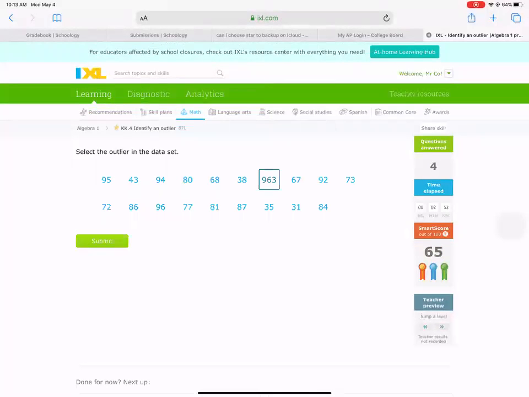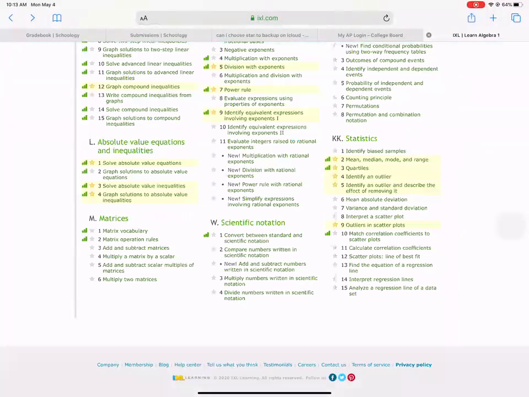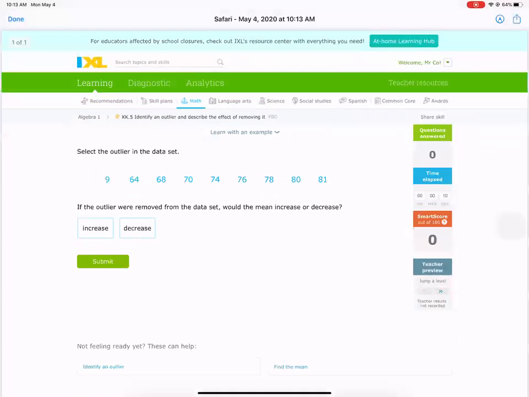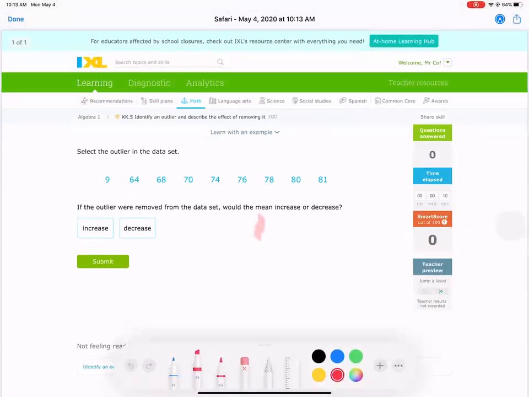Okay, so this Excel will be pretty easy. It won't take that much time. The idea is just being able to understand what an outlier is, understand the vocab word, and just calling it out. Now, our KK5 is asking us if the outlier were removed from the data set, would the mean increase or decrease? Just to remind us what mean means, mean is another way of saying average.